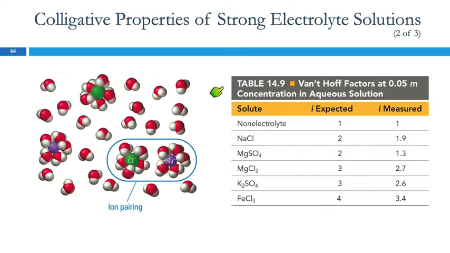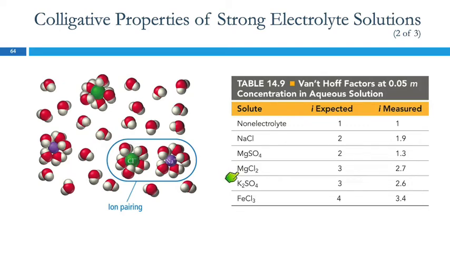So here's a table. These are looking at 0.05 molal solutions. For a non-electrolyte, the Van 't Hoff factor is just 1. For sodium chloride, we would expect it to be 2, right, because there are 2 ions in sodium chloride. The actual measured one is 1.9. Magnesium sulfate has 2 ions, magnesium and sulfate, and so we would expect it to be 2. It's actually only 1.3.